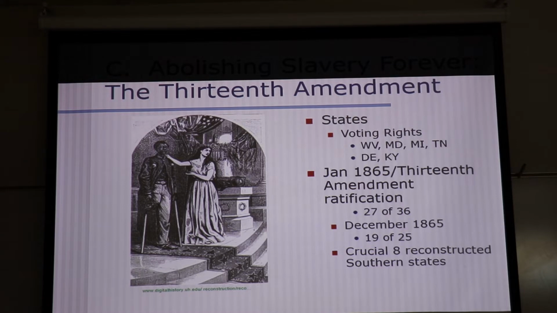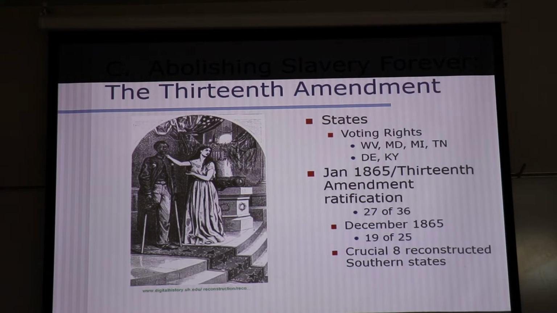All right, states. Early in 1865, state legislatures or conventions had abolished slavery in West Virginia, Maryland, Mississippi, and Tennessee, even though it was still legal in Delaware and Kentucky.